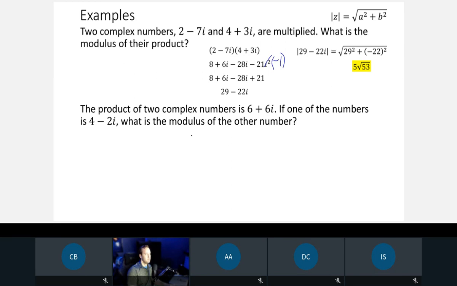All right. Next example on this page says the product of two complex numbers is 6 plus 6i. So again, the product of two complex numbers. So we took a plus bi times a plus bi, whatever those numbers were, and we got 6 plus 6i. That's what that first sentence says. If one of the numbers is 4 minus 2i, what is the modulus of the other number?